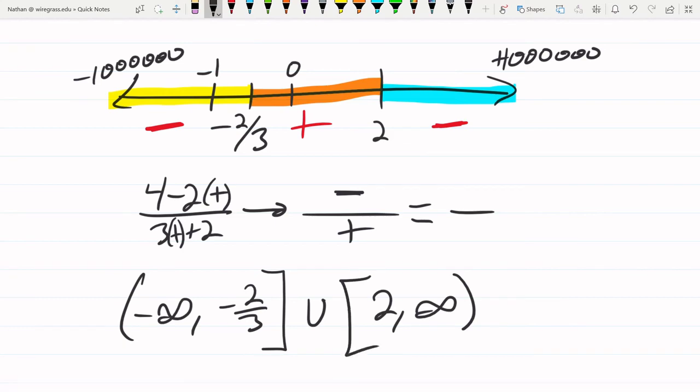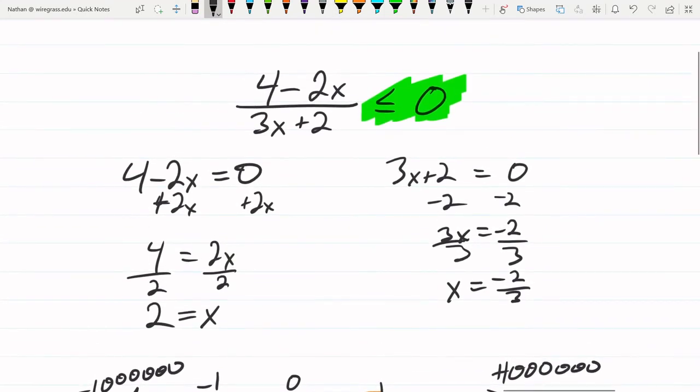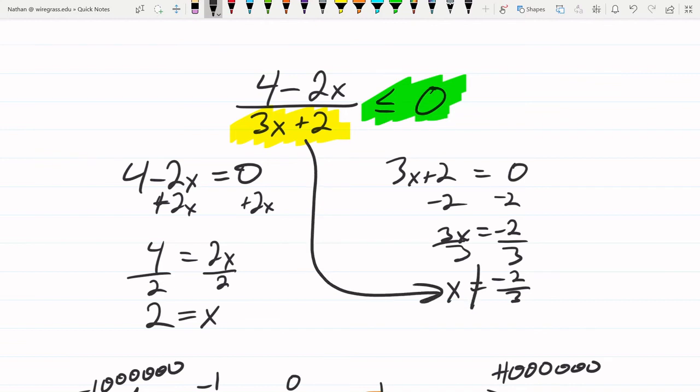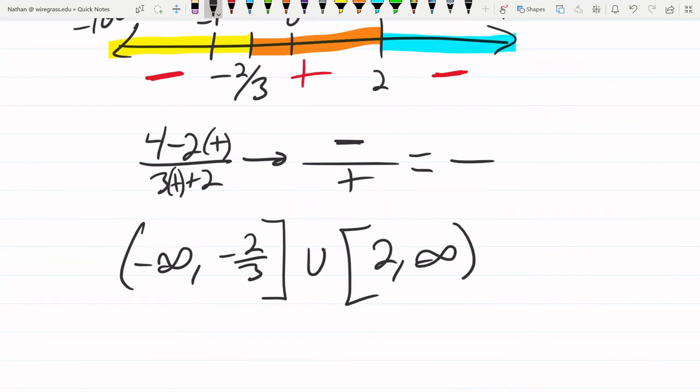However, there's one issue here, and that is because we have a denominator. And the denominator can never equal 0. Therefore, the 0 from the denominator, this one here, must always be excluded. You can never have x equal to -2/3 because then we have a division by 0, which we can't have in mathematics. So this negative 2/3 has to be excluded.